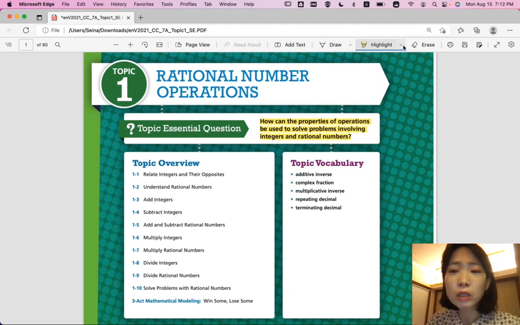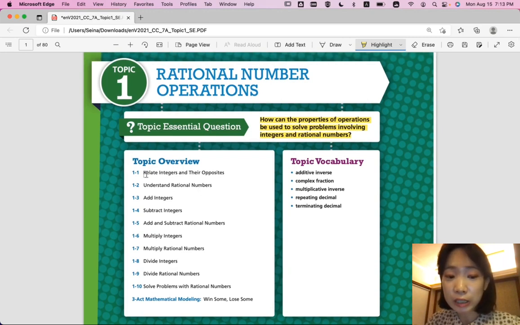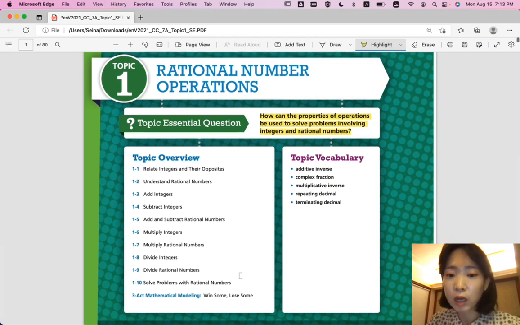Okay, so the topic overview gives you 10 lessons. We'll relate integers and their opposites, understand rational numbers, add integers, subtract integers, add and subtract rational numbers, multiply integers, multiply rational numbers, divide integers, divide rational numbers, and solve problems with rational numbers. Topic vocabulary is here: additive inverse, complex fraction, multiplicative inverse, repeating decimal, terminating decimal. These could go in the graphic organizer that we'll look at later on.